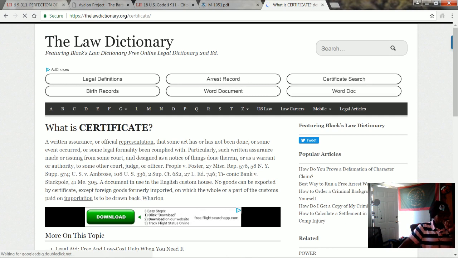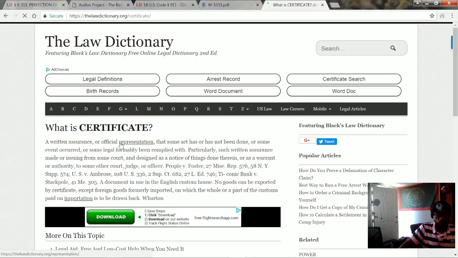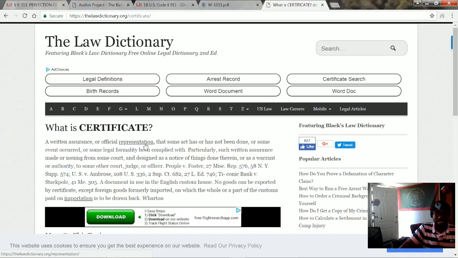Certificate: a written assurance or official representation that some act has or has not been done, or some event occurred, or some legal formality been complied with, particularly such written assurance made or issuing from some court and designed as a notice of things done therein, or as a warrant or authority to some other court, judge, or officer. A document in use in the English custom house, no goods can be exported by certificate, except foreign goods formally imported on which the whole or a part of the customs paid on importation is to be drawn back.